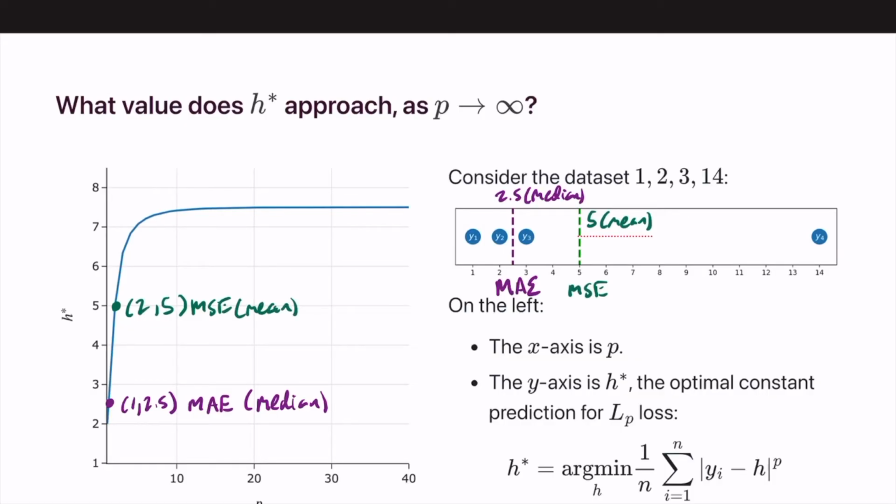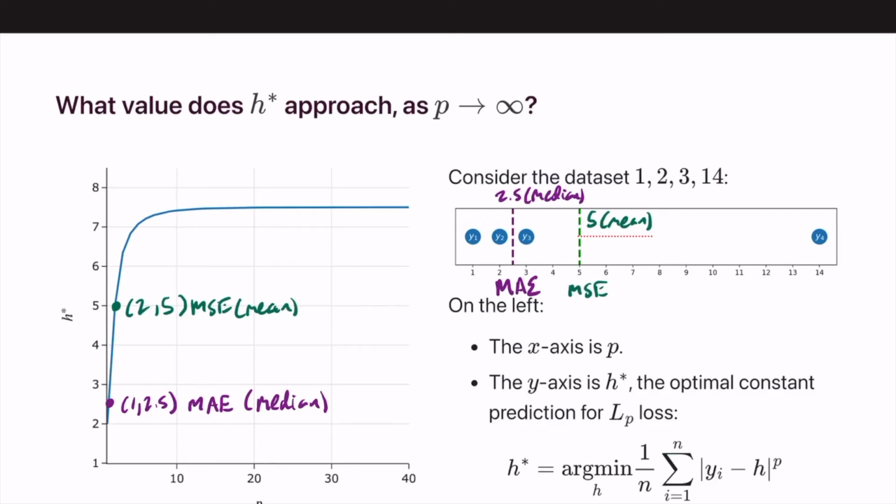Okay, so we plug in more p's and more p's and more p's, and what happens? Well, we see that the plot continues to go up, up, and up, and then it stops at a certain point. The point it stops at is about 7.5, and then it levels out and goes on forever. So as p increases up to a certain point, that point being h star equals 7.5, it doesn't matter what value of p you put in.